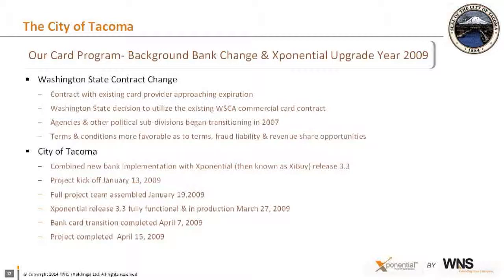The Xponential portion was completed and fully tested by March 27th in 2009, and the bank transition was completed April 7th in 2007, or 2008, or 2009, I'm sorry. I'm getting my years mixed up here. And so we signed off on April 15th of 2009.